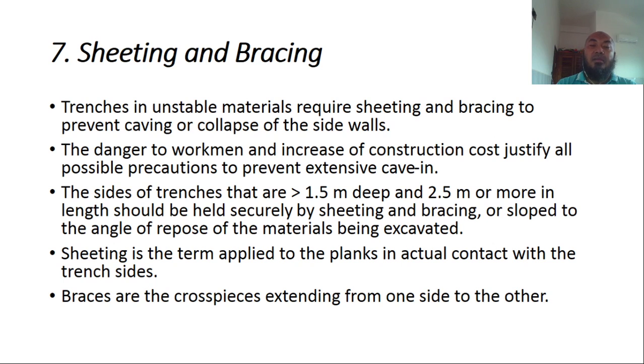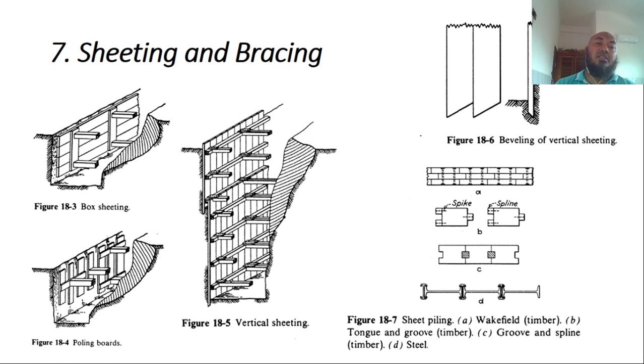So sheeting is the term applied to planks in actual contact with the trench side. Braces are the cross pieces extending from one side to another. This one is sheeting. So this is vertical sheeting, and this is the beveling of vertical sheeting, and a pulling board, and this is sheet piling.